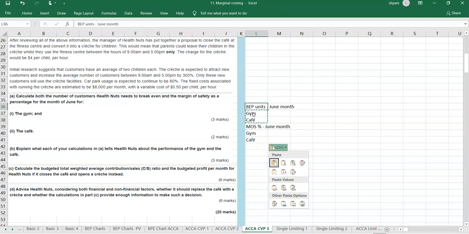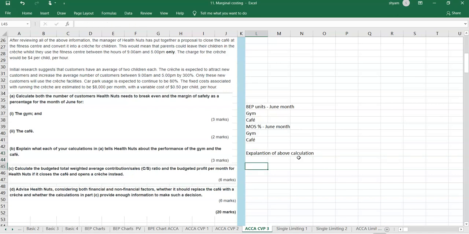So these are the headings, and thereafter we'll move on. Explain what each of your calculations tells about the performance of the gym and cafe. So it just requires an explanation of the calculations. Thereafter, C is calculate the budgeted total weighted average contribution sales ratio. So that we have to find.